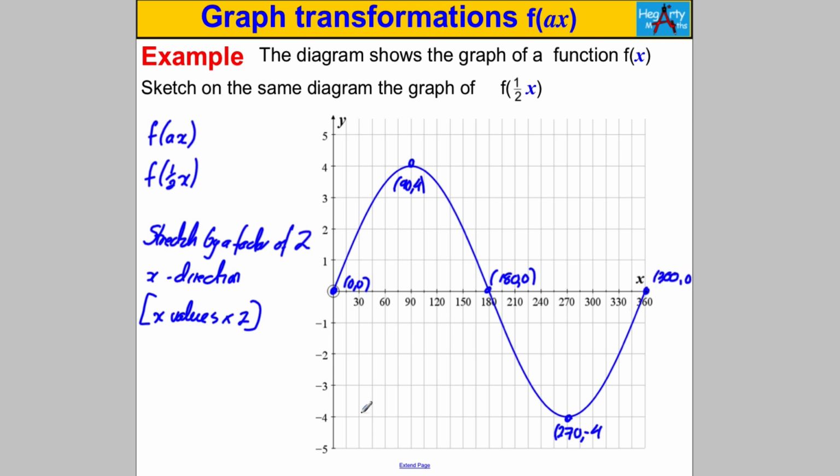Okay, so all I'm going to do is double the x values. So if I double 0, I still get 0. That's there. If I double 90, I get 180. So I'm going to put 180 with 4 there. If I double 180, I get 360. So that's already going to be there. Now you can see what's happening here. I have stretched this out by a factor of 2 in the x direction, and it would end up looking like that. You can imagine this graph there has been totally stretched out by a factor of 2 in the x direction.